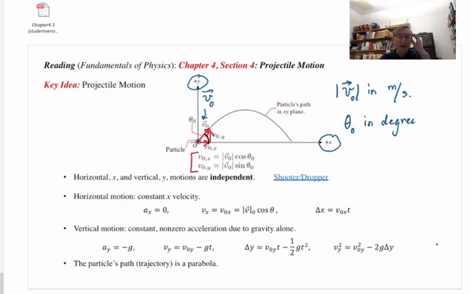So if you know v initial magnitude and theta initial, then you can use these two formulas right here to calculate v initial x component and v initial y component.